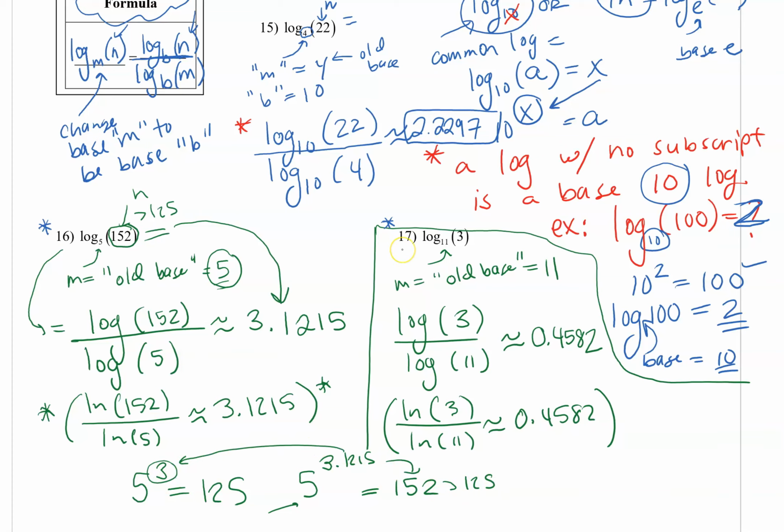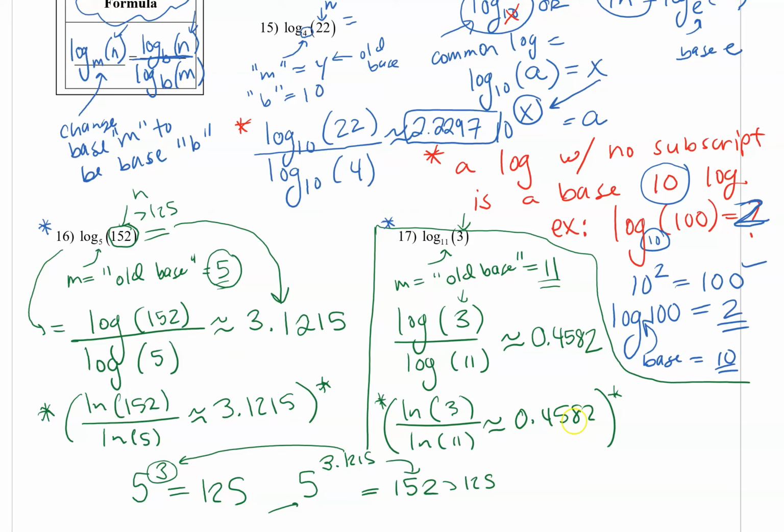Now in number 17, we ended up with this decimal. So again, I had an old base of 11 and my input was 3. So to use my change of base formula, I did log base 10 of the input 3 divided by log base 10 of my old base 11, and I got about 0.4582, so just right around a half. And then you can also use the natural log, right? ln of 3 over ln of 11, it'll get you the same value.